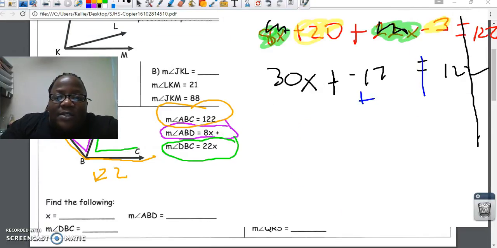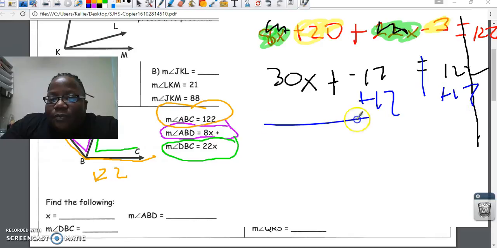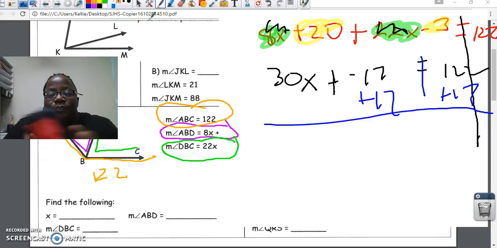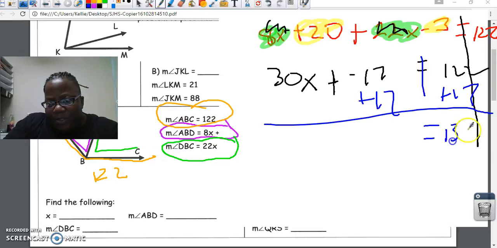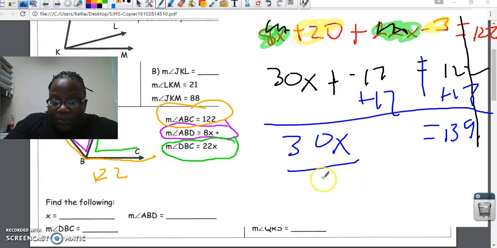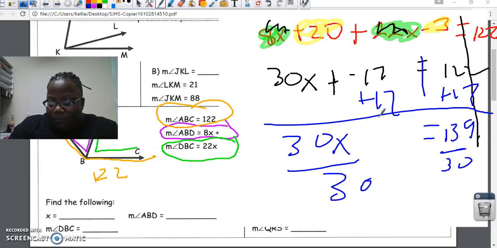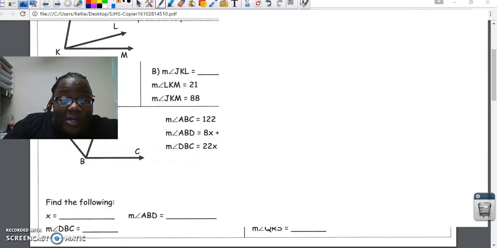Great. So I was adding 17 to both sides. 17 plus 17. Okay. 122 plus 17. That's 139 equals 139. So now I have 30x equals 139. Divide by 30 on both sides. All right. And I don't think I did that one correctly. It's a long day, guys. Sorry. I'm going to start over number 3 just in case. Try to make it a little bit neater at that.